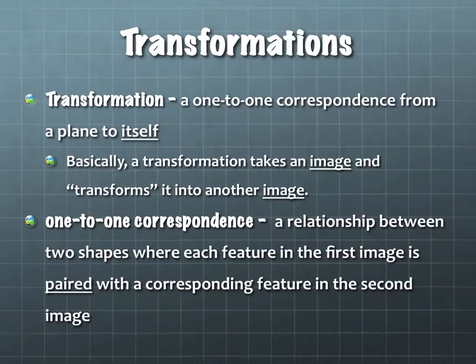A one-to-one correspondence is a relationship between two shapes where each feature in the first image is paired with a corresponding feature in the second image. There's some sort of a natural pairing going on.